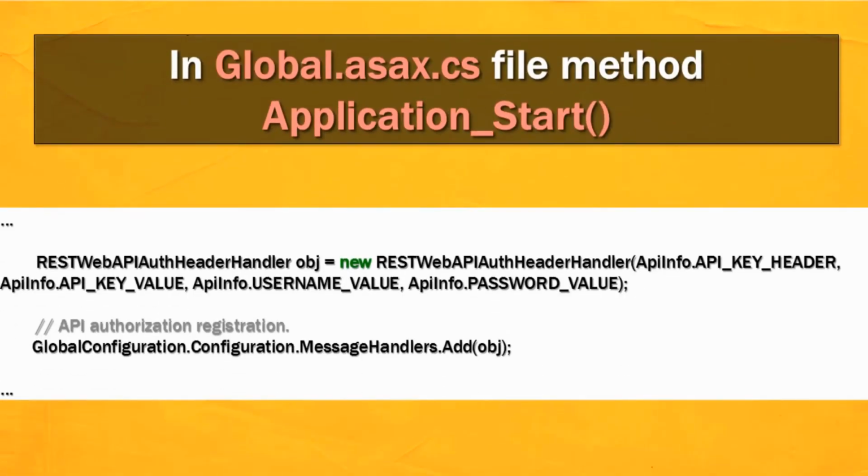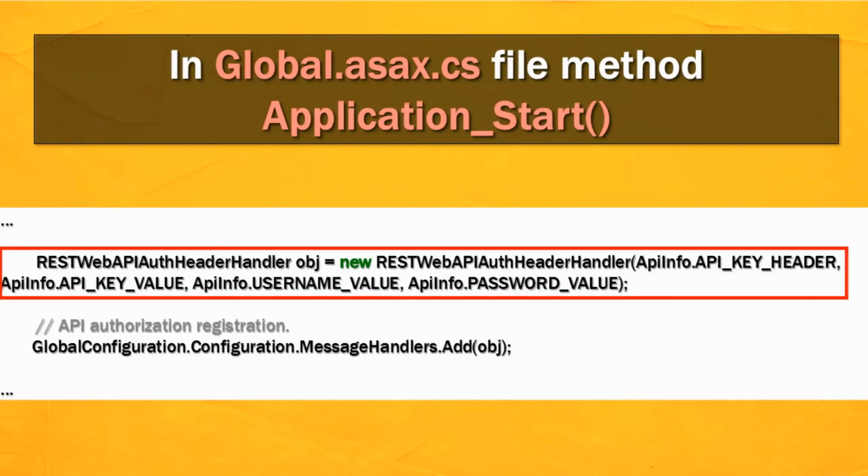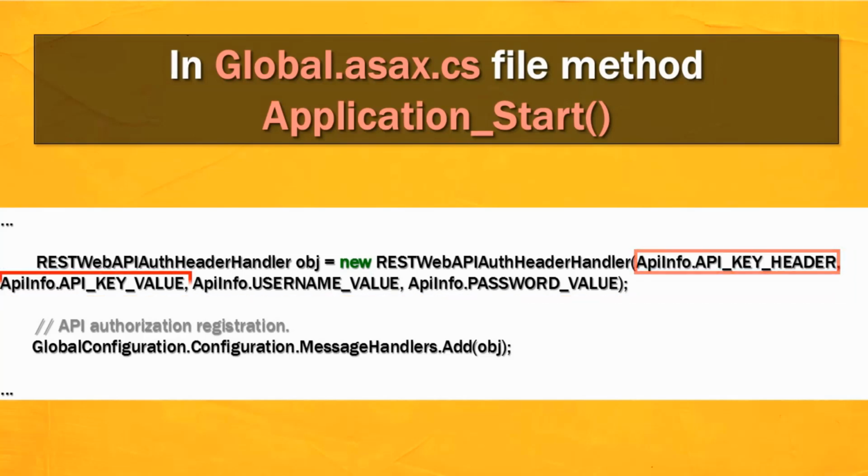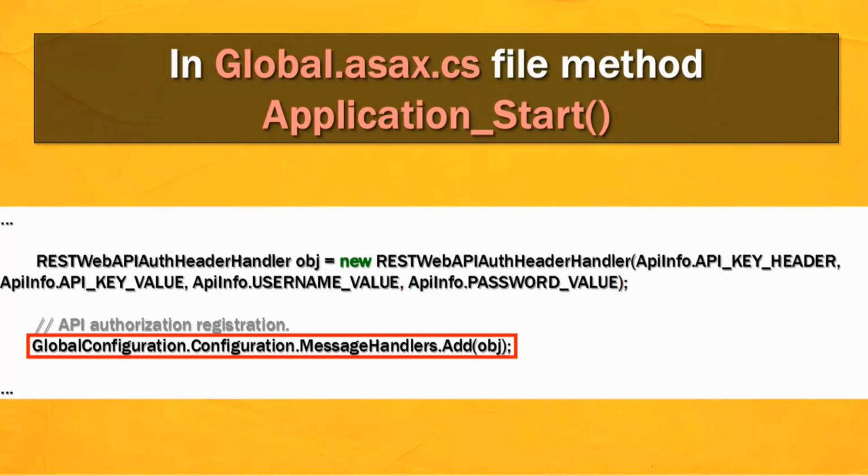So in your global.asax.cs file, under the Application_Start method, you need to write the following line of code. Using the library that we have installed, you need to initialize an object handler with the API key header name, then API key value, then your API key username value, and then your API key password value. Then pass that object handler to the GlobalConfiguration.MessageHandlers.Add method of the ASP.NET MVC platform.